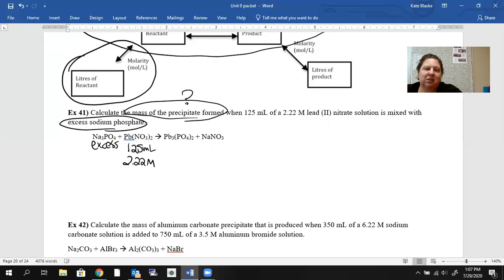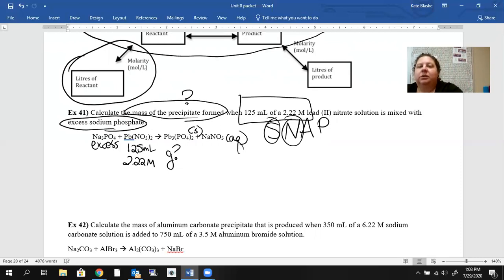Well, I've got two products. Which one's the precipitate? We've got to think back to our rule about what is soluble and what is not soluble. Remember the SNAP rule? Sodium is always soluble. Nitrates are always soluble. Ammonium is always soluble. And potassium is always soluble. So lead phosphate doesn't have any of those chemicals in it, but sodium nitrate has the sodium and the nitrate in it. This is going to stay aqueous. This is going to be my precipitate. So I want to know how many grams of this are being made.